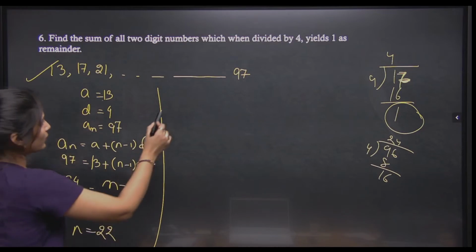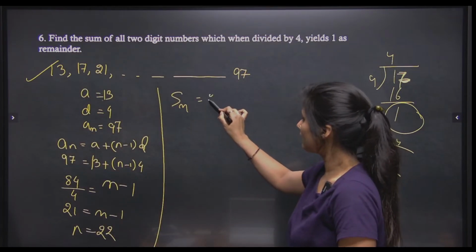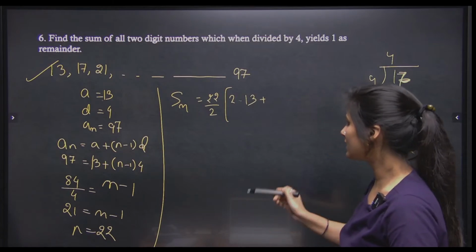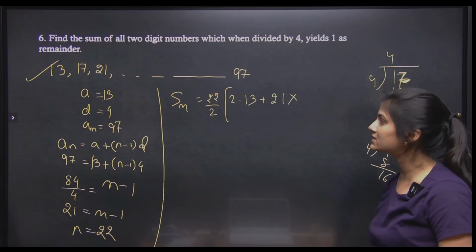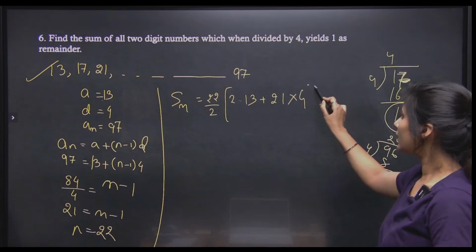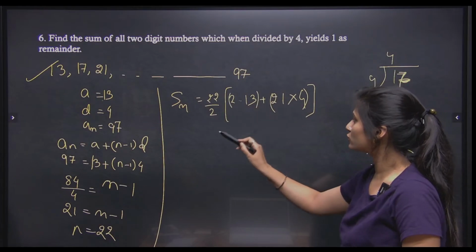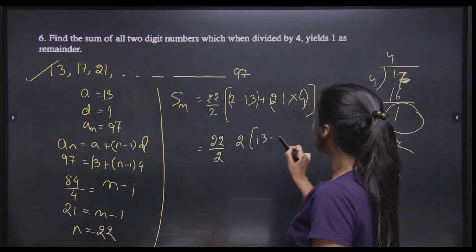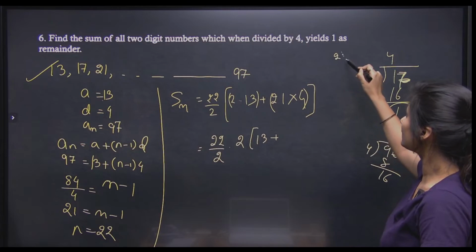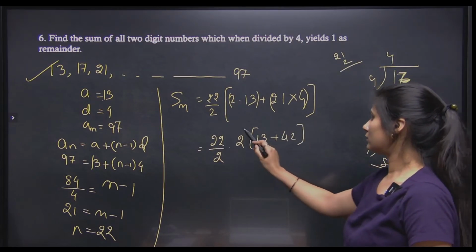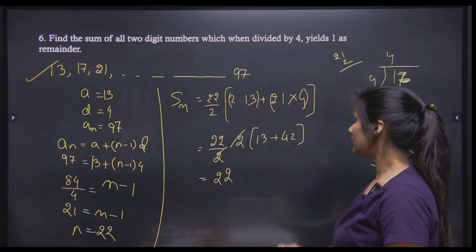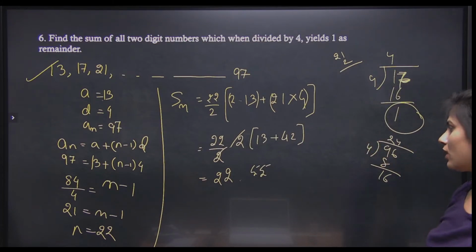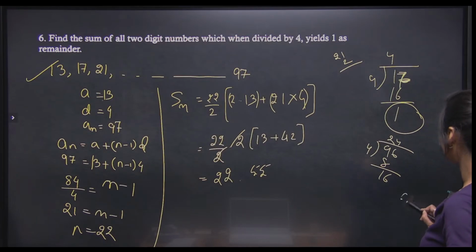You have to find the sum. So Sn is equal to n by 2, 2a plus n minus 1, that is 21, and d. What is d here? 4. Now I can take 2 common from both these groups. So it is 22 by 2 and I have taken 2 common. Then I have 13 plus 21 into 2, so it is 42. So we have 22 into 55, so it is 55 into 22.